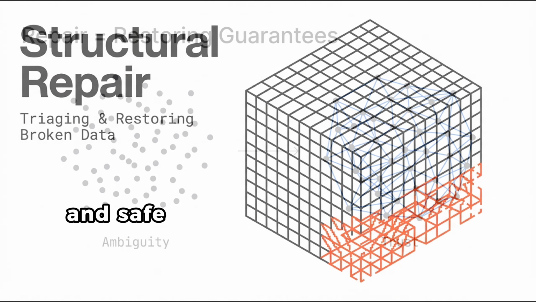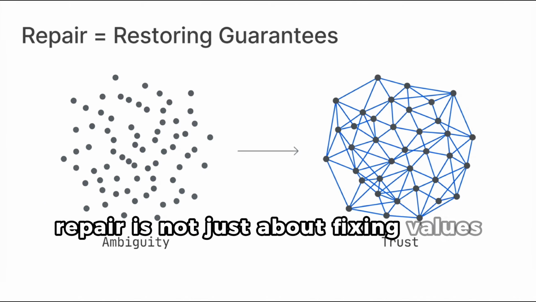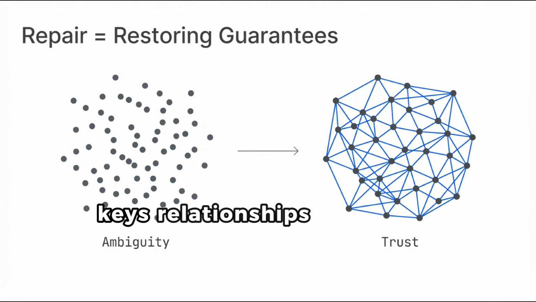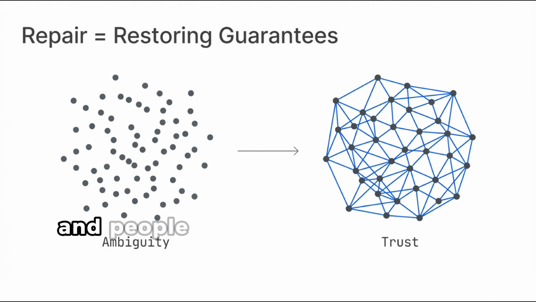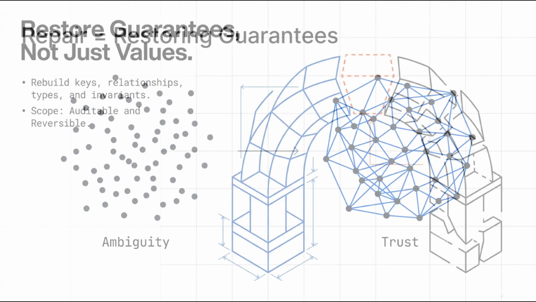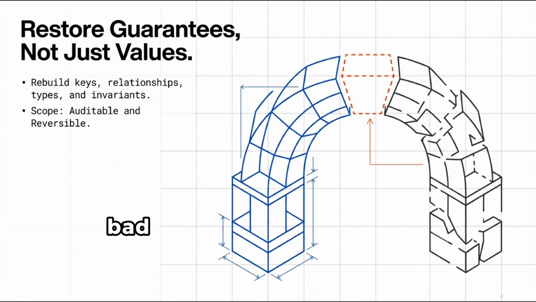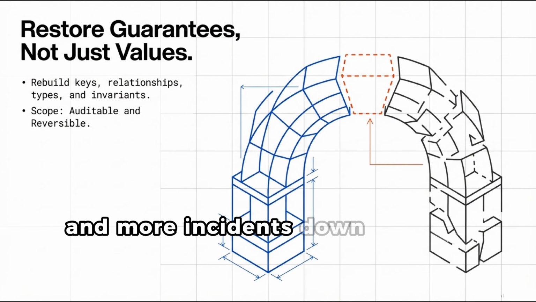and safe. Let's begin with a simple framing. Repair is not just about fixing values. It's about restoring guarantees, keys, relationships, types, and invariants, so downstream systems and people can trust the data again. Good repairs are scoped, auditable, and reversible. Bad repairs are quick hacks that introduce more ambiguity and more incidents down the road.